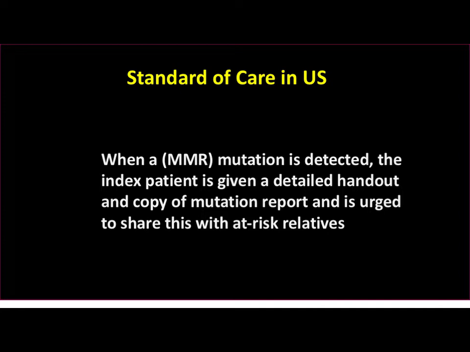So my understanding, and Heather and other genetic counselors in the room, please shout out if I'm wrong about this, but my sense is that the standard of care in the U.S. is that when a mismatch repair mutation is detected, the index patient is simply given a more or less detailed handout, a copy of the mutation, and urged to share it with their relatives. We kind of smack them on the fanny on their way out and say, go share this with your relatives, good luck, and then we cross our fingers and hope for the best.